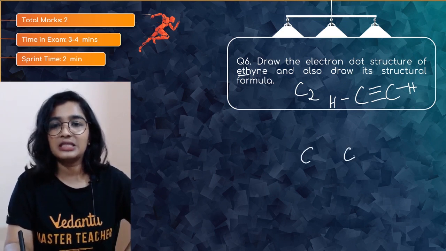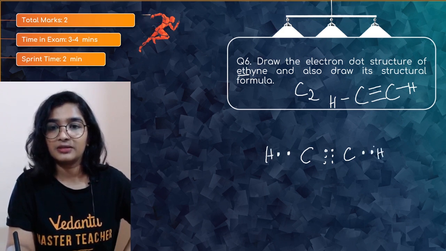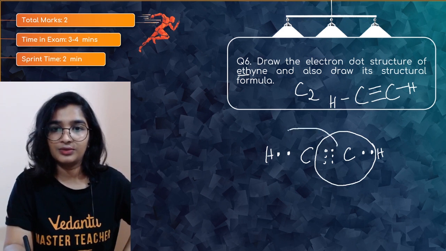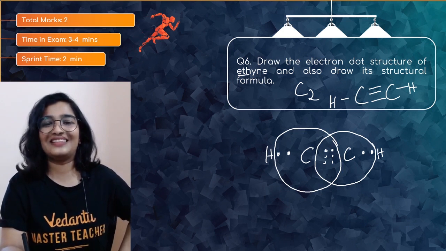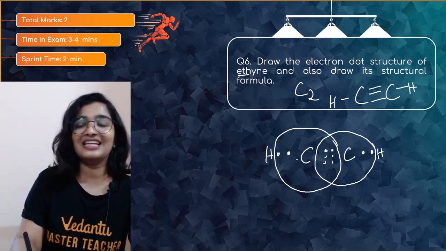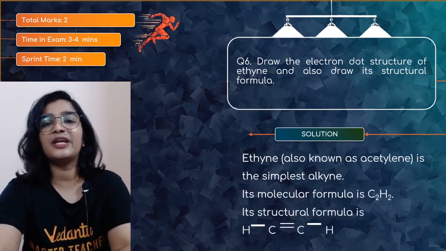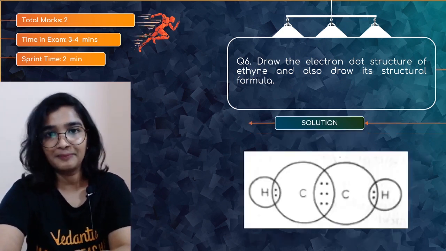So let me write C C, 1, 2, 3, 4, 5, 6. Triple bond means 3 pairs of electrons. And there is one H here and one H here, so there will be sharing of electrons. Triple bond between C and C, and single bonds with H. So this is how the electron dot structure of the ethyne molecule looks. Always make sure to show the overlapping of the orbitals. That is very, very, very important. Okay, done?